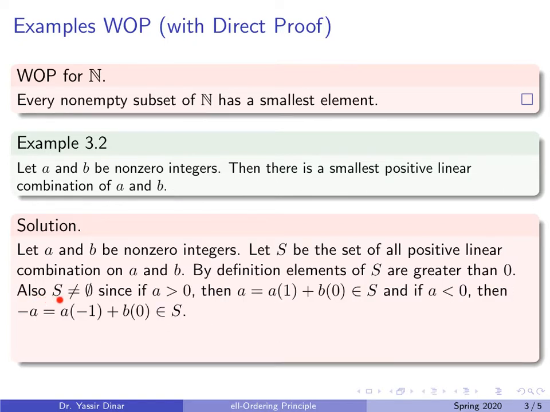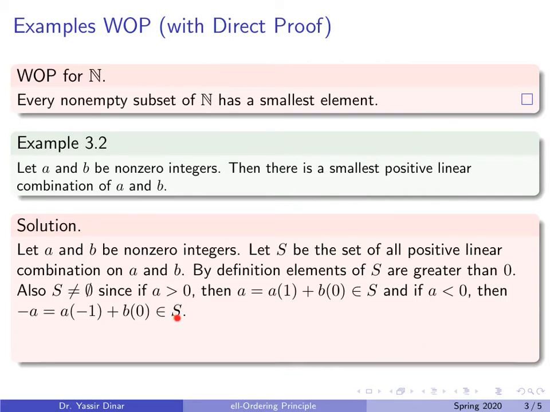So I can argue that S is not empty. Why? Because A is an integer and it's not 0. So we have two choices. Either A is greater than 0, then A itself is a linear combination of A and B, and it will be in S. Otherwise, A will be less than 0, and in this case minus A will be positive, and it is also a linear combination of A and B. So both cases tell me that S is non-empty.